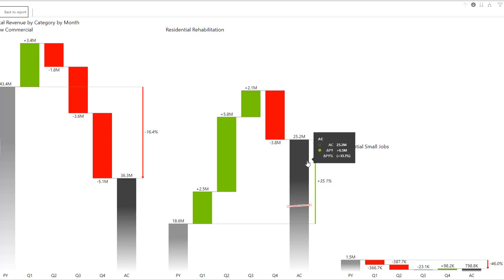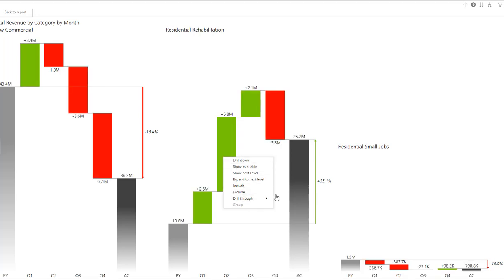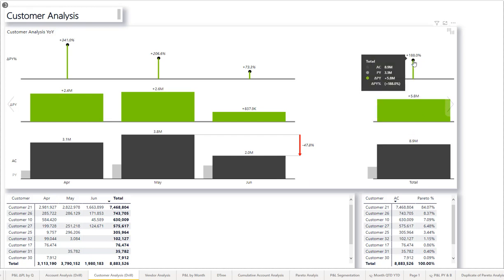So if we wanted to, we can actually look at the detail here. If we decided for Q2 for residential rehab, we want to actually step into the detail, we're going to go through to the customer analysis and see what made up that 5.8 million variance. Now we're seeing the 5.8 million positive variance here, and effectively what we're looking at is we had an actual for Q2 of 8.9 million versus prior year of 3.1 million. So we've had an uplift, a positive delta of almost 6 million, or we're up 188%.